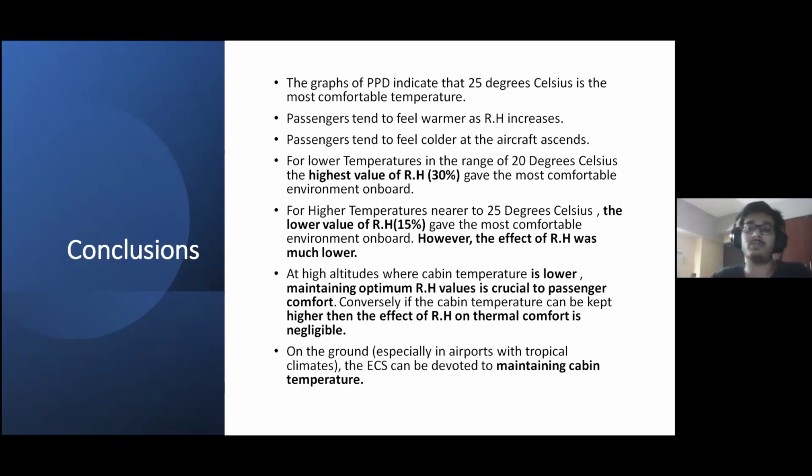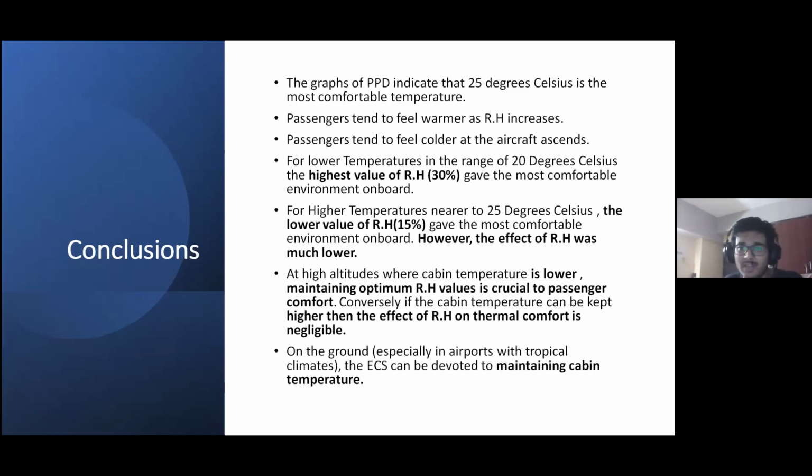For that reason, temperature will invariably drop. They'll also feel cold because the aircraft is ascending. As we've seen from our results, passengers will feel colder as the aircraft ascends. So these two factors will make the passengers feel cold. So you have to put in extra effort to maintain the humidity level in the aircraft's environment that will keep the passengers comfortable and make them feel warmer. So these are the conclusions which we've derived from this study.